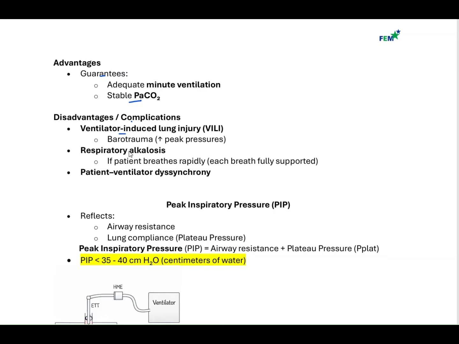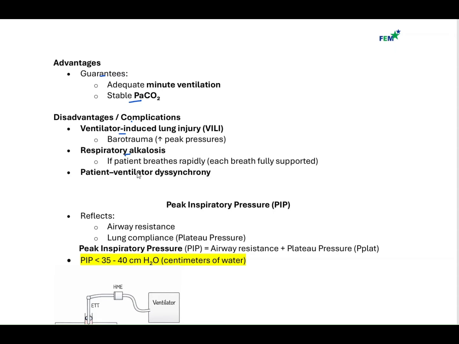And what are the disadvantages or complications? The patient could develop ventilator-induced lung injury, which we call VILI, like barotrauma, because of an increase in peak airway pressure. For instance, if there's a worsening in the patient's lung compliance and you're giving them a preset tidal volume, that tidal volume might be too much, and that could increase the pressure in the alveoli, and that could lead to what? Barotrauma.